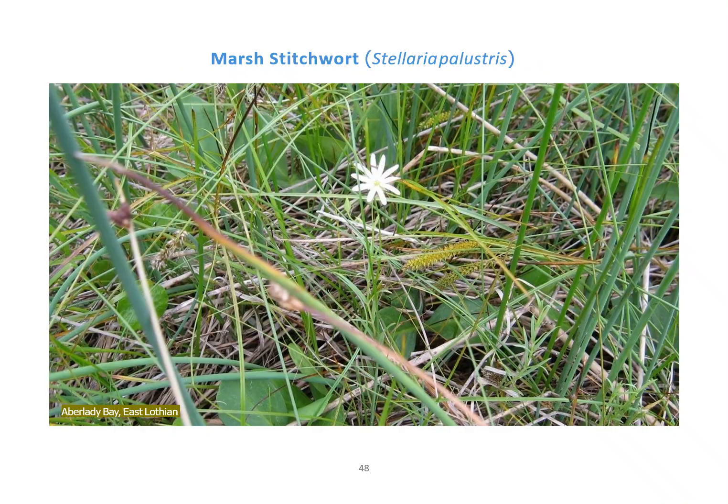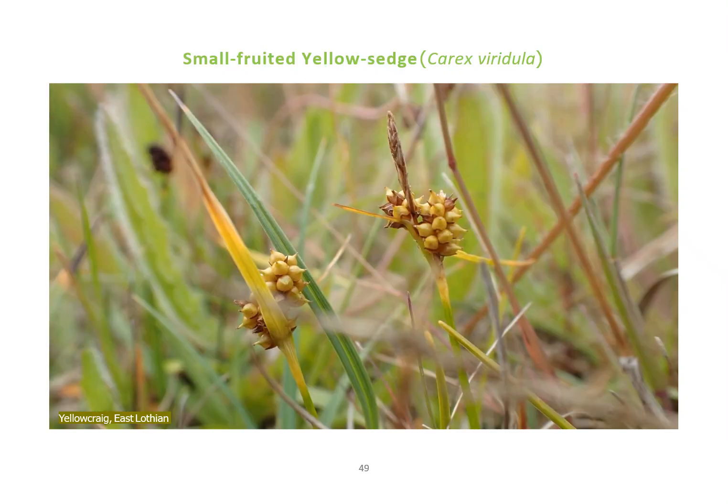plant. Marsh stitchbird, that's at Aberlady as well, but kind of rather a rarity this far north. It's more southern in Britain generally. And it's there in the dune slack. Another one is the little tiny yellow sedge. It's the relative of the common yellow sedge, very extensive, but it's small fruited. There's good populations of that in there.